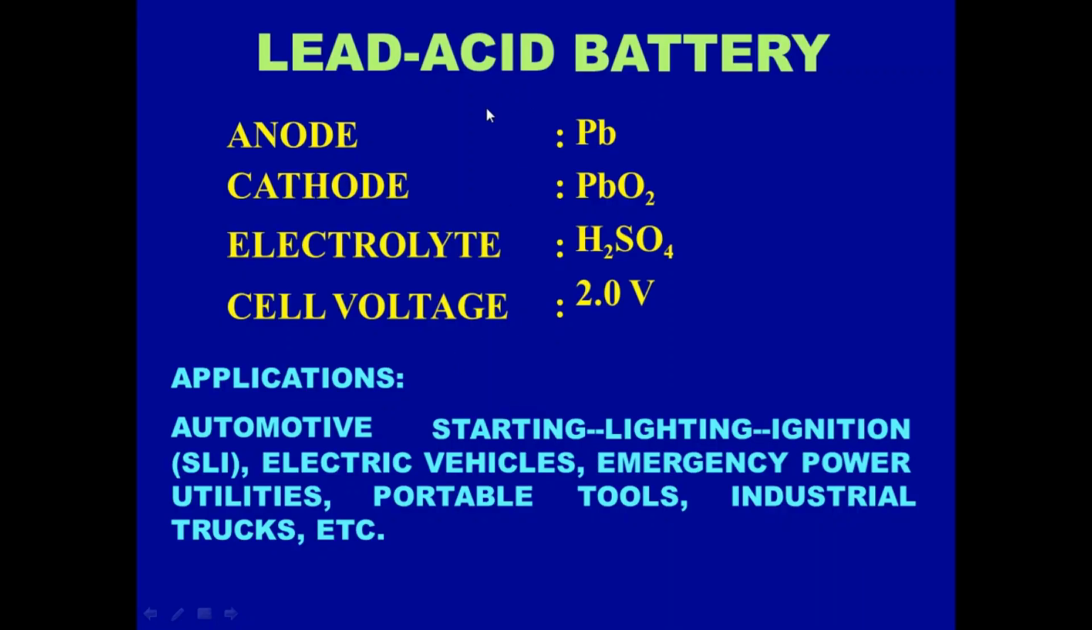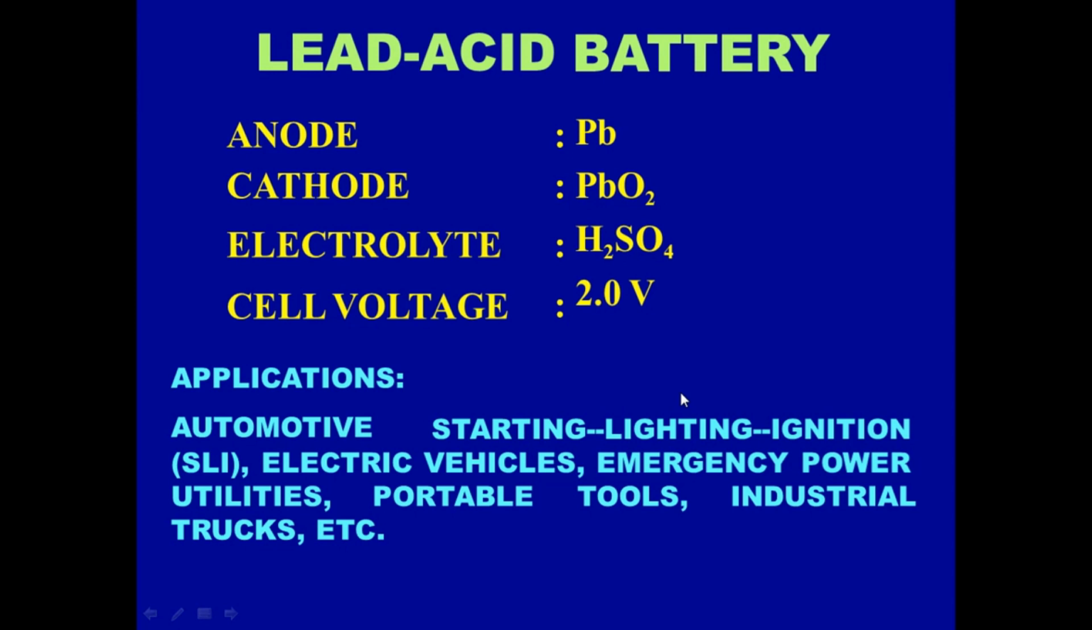Normally, lead acid batteries are commonly used in automobiles for starting purpose, lighting, ignition, and trucks. And many applications are there for lead acid battery. See, in lead acid battery, anode is lead, cathode is lead oxide, and the electrolyte is H2SO4, sulfuric acid. Sulfuric acid is the electrolyte. See, the cell voltage is 2.0 volts.